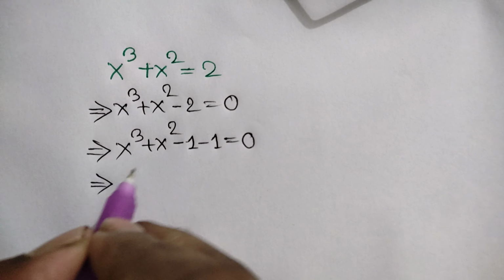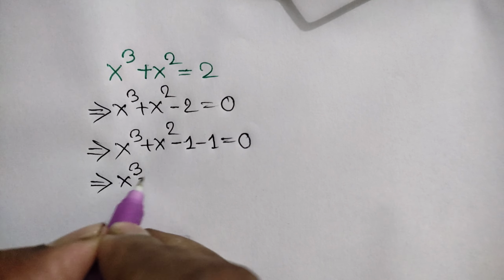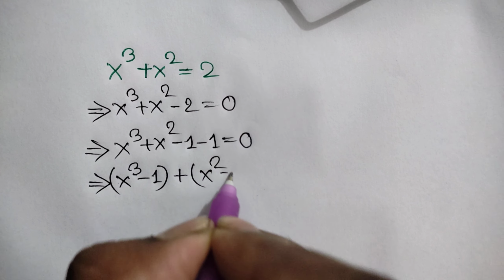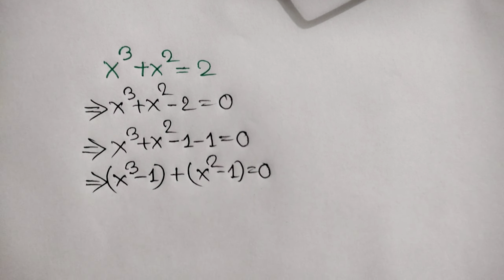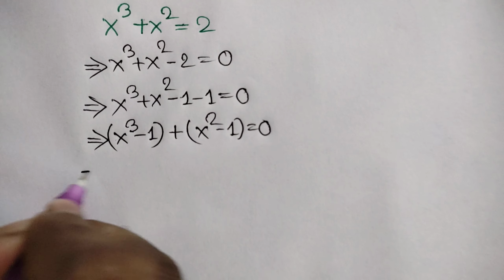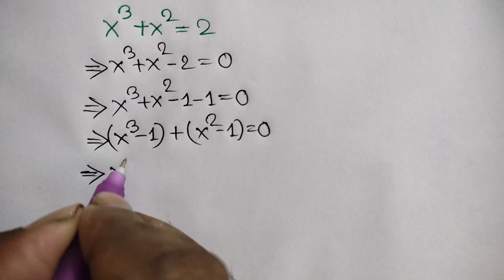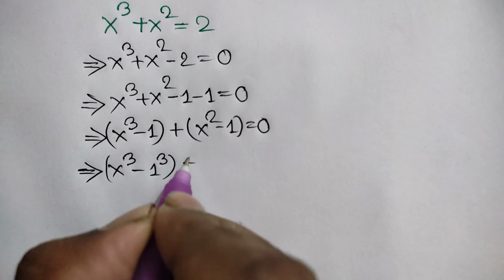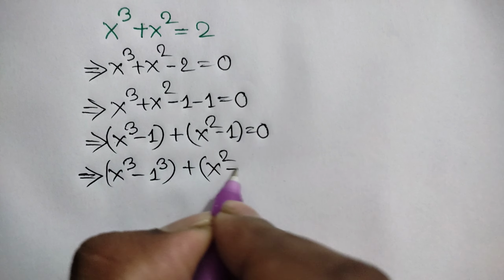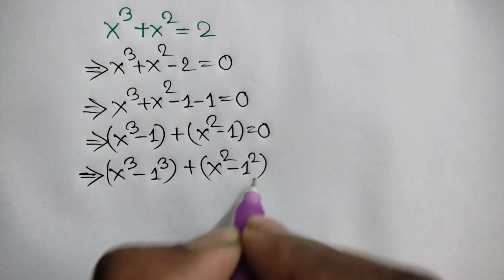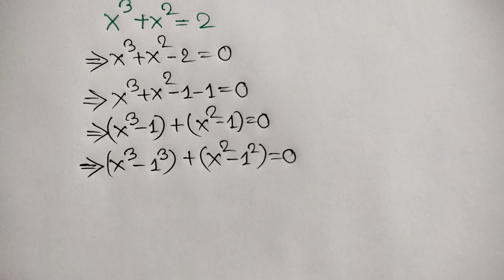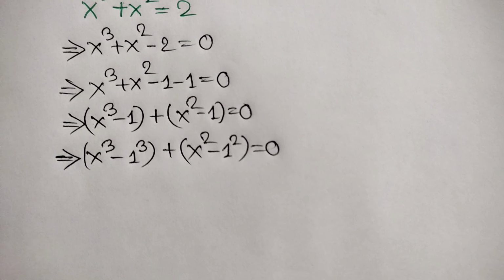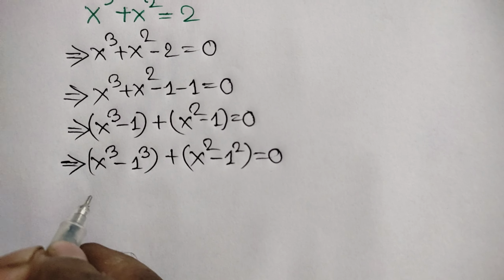Now rearranging the left side we can write x cube minus 1 plus x square minus 1 is equal to 0. Okay. Or x cube minus 1 can be written as x cube minus 1 cube, and x square minus 1 can be written as x square minus 1 square, is equal to 0. Now from here we have used two algebraic formulas.